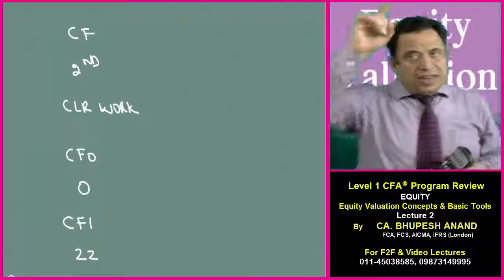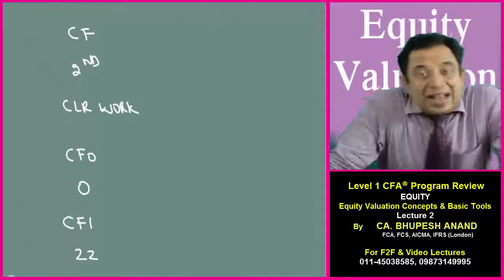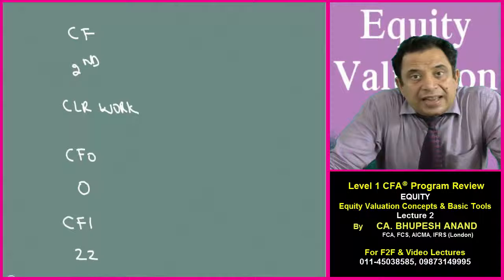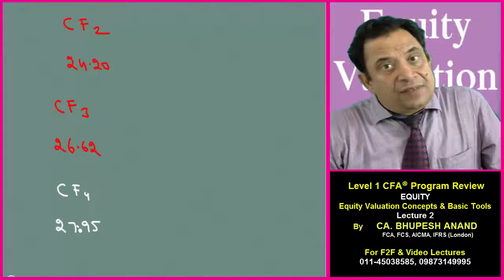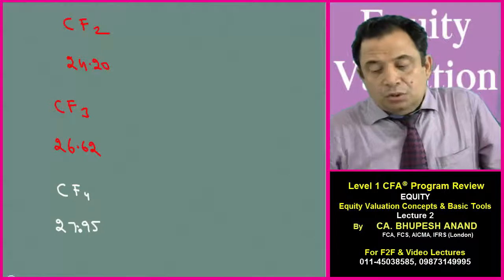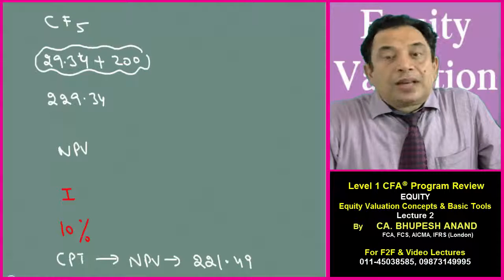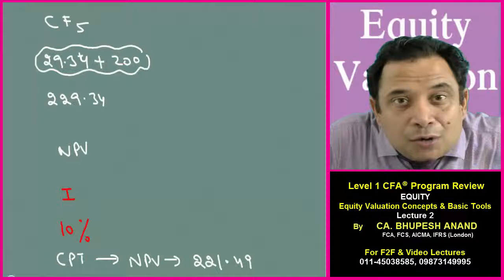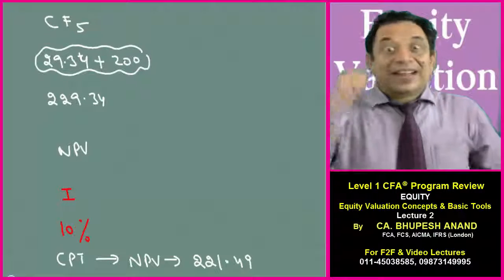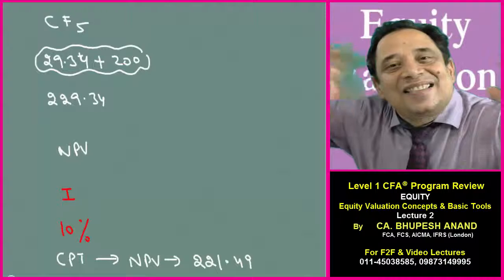So cash flow function, second, clear TVM. So I will be firstly putting all the figures. CF0, that is how much cash flow you are getting in the zero period, that is zero. Cash flow in the first year 22, that is dividend only. Cash flow in the second year 24.2, again dividend. Cash flow in the third year again 26.62. Cash flow in the fourth 27.95. Cash flow in the fifth year 29.34 plus 200, that is 229.34. So this is the important point to be taken into account, that at the end of fifth year, there are two cash inflows. One is dividend and second is sale price.